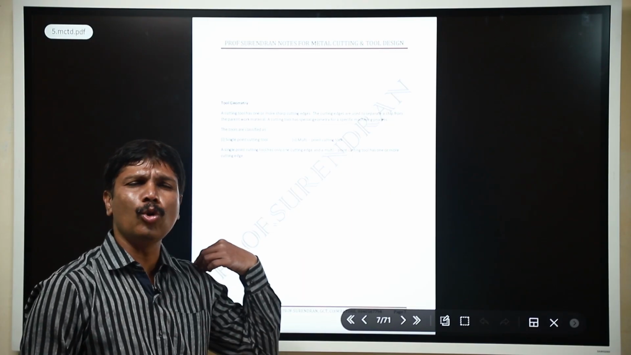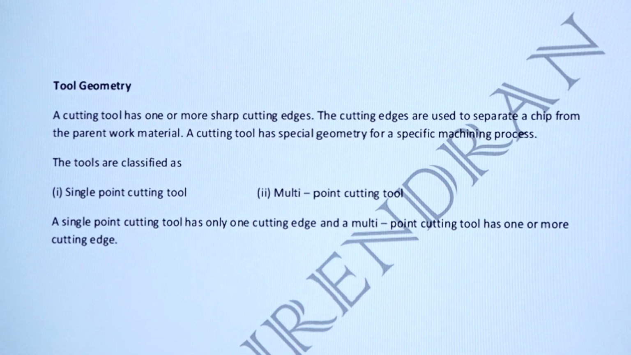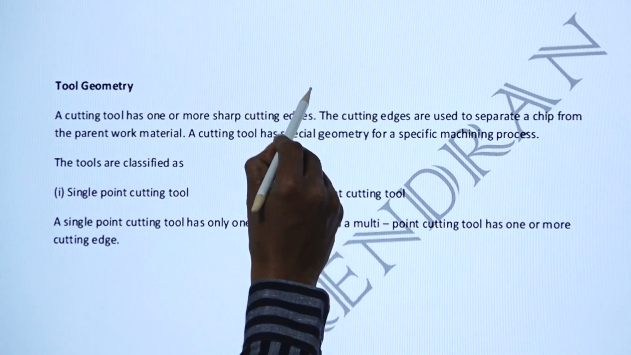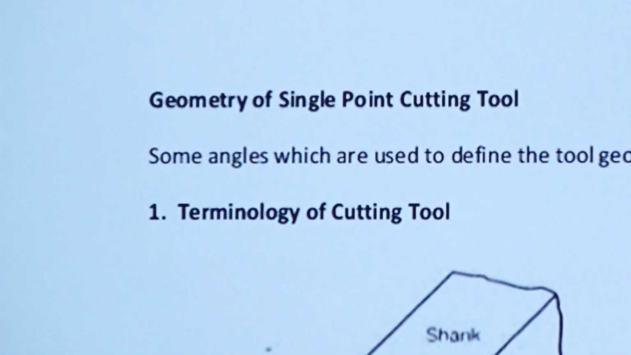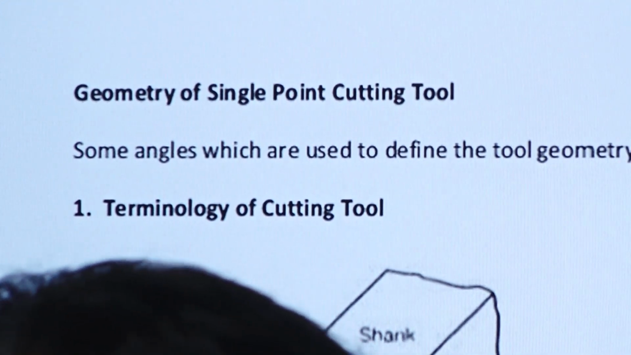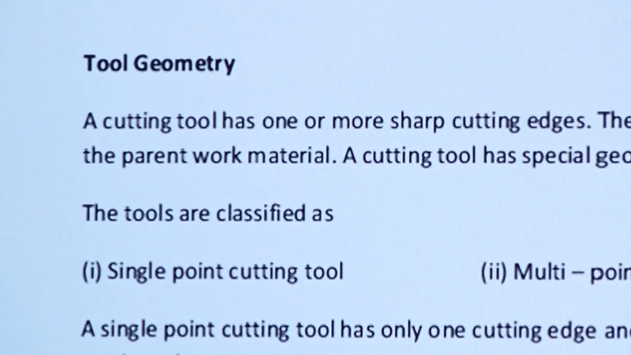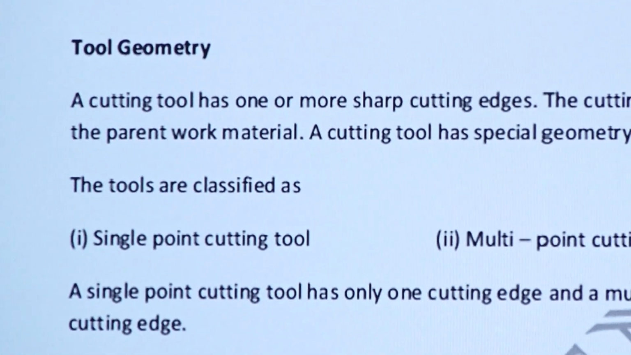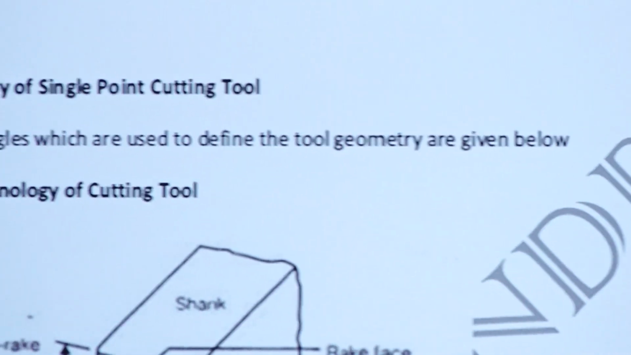Based on tool geometry, tools are broadly classified. A cutting tool has one or more sharp cutting edges. Cutting tool means it should have cutting edges. The tools are classified as single point cutting tool and multi-point cutting tool. A single point cutting tool has only one cutting edge. A multi-point cutting tool has many cutting edges. So this is the terminology for the cutting tool.